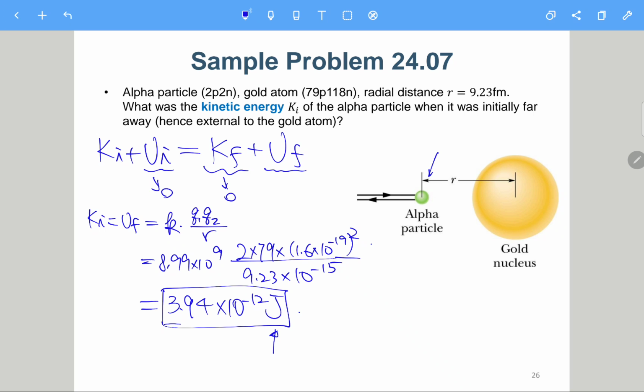But in solid state physics or modern physics, another unit that is also very popular is the eV. So how to convert joule to eV is to divide this number by 1.6 times 10 to minus 19, which is the elementary charge. So after dividing it, this number is 24.6 MeV.